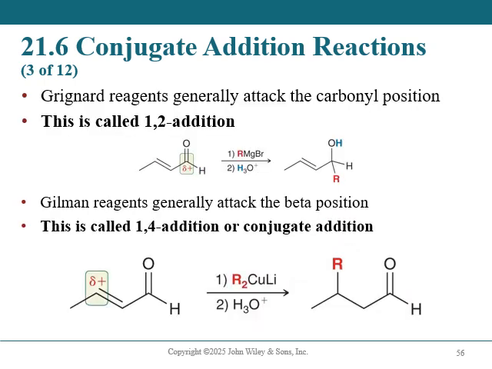Grignard reagents generally attack the carbonyl position, which is what we call a 1,2 addition. However, we can use Gilman reagents to attack the beta position. This is called a 1,4 addition or a conjugate addition. This is great for us because now, depending on where we want that addition of that R group, we can choose between the Grignard and the Gilman reagent.